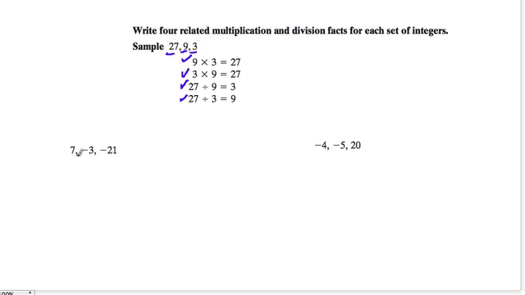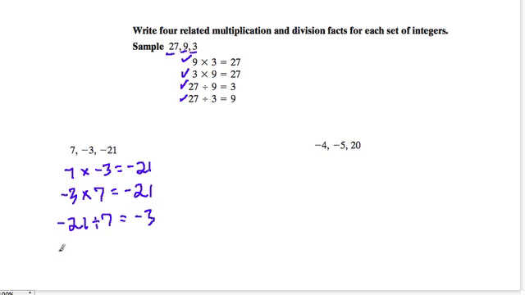Same thing as here. What I first see is that 7 times negative 3 would give me negative 21. And then I would say, oh, well, negative 3 times 7 also gives me negative 21. And if that's true, then the inverse has to be true. Negative 21 divided by 7 would give you negative 3. And negative 21 divided by negative 3 would give you positive 7.